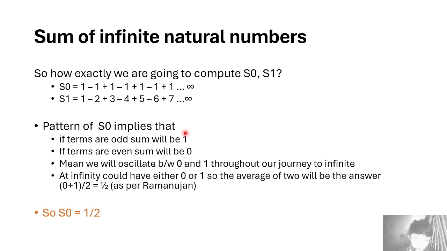Now we see we're oscillating between 0 and 1 throughout our journey to infinity, and at infinity you could have either 0 or 1 as your sum. So we'll take the average of the two, and that will be our answer. So the answer will be 1 by 2.